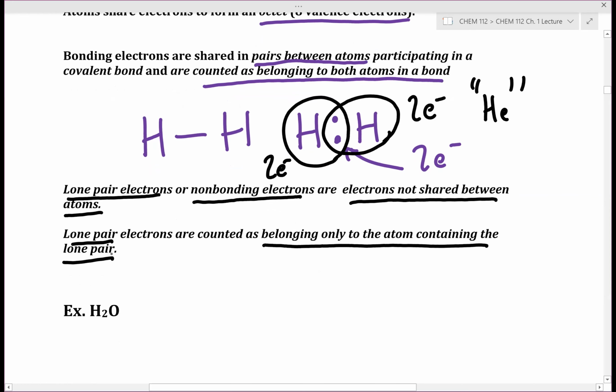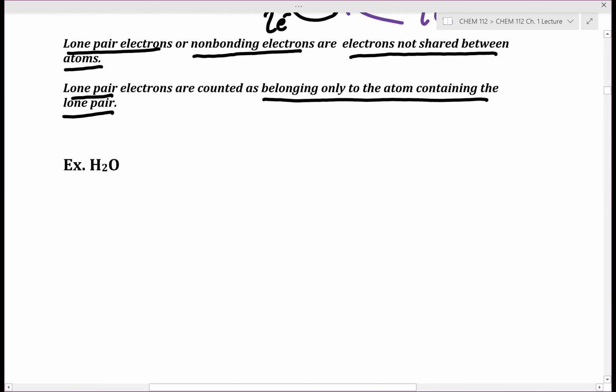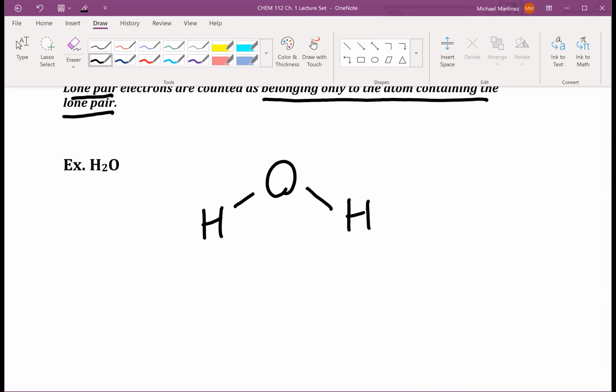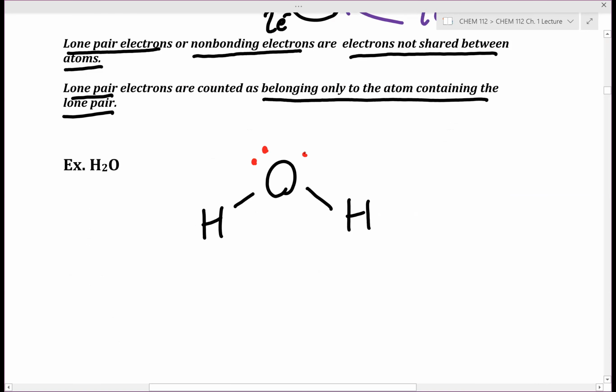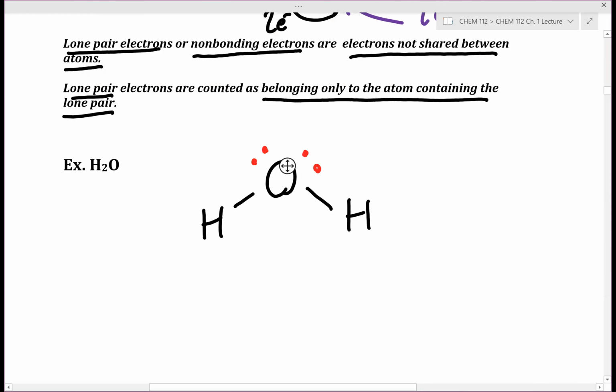So let's use an example of water, and let's take a look at water. I'll draw out a valid Lewis structure for water really quickly so we can begin to discuss bonding pairs and lone pairs. Okay, so now that we've drawn out water, my question to all of you is, looking at this hydrogen on the left, how many electrons are belonging to this hydrogen on the left? 2. It has 2 electrons from this bond. So this hydrogen has 2 electrons to its name.